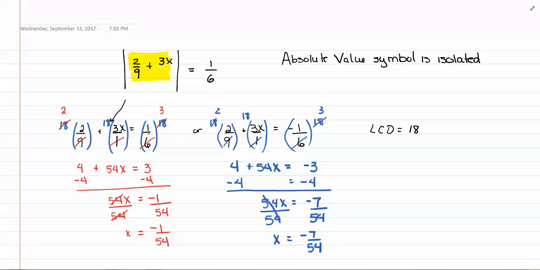Common mistake is in the clearing of the fractions here and not multiplying every single term by the least common denominator. So notice when you do this, the number that you write down next to each term is exactly the same all the way across. Then go ahead and cancel out.